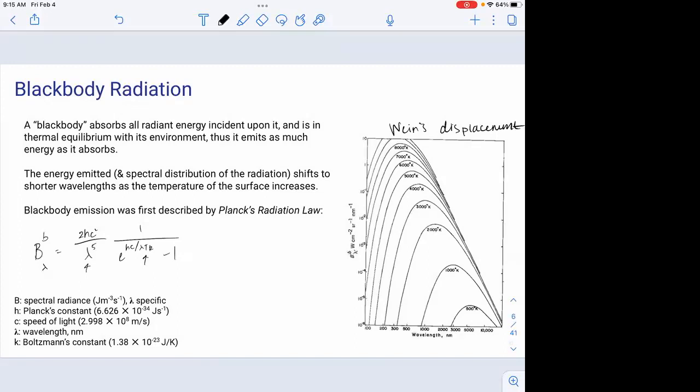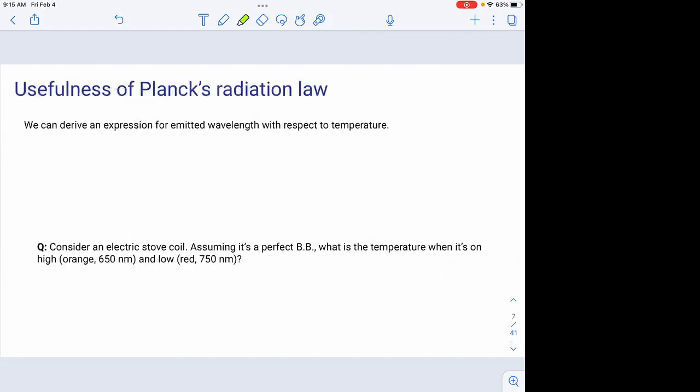So in order to explain the curvature of this temperature dependence on the spectral distribution of the radiation coming from a blackbody source like a glow bar, we use, like I said, Wien's displacement. It turns out that we can derive an expression for the emitted wavelength with respect to temperature. And the way to do this, right, is to derive Planck's radiation law.